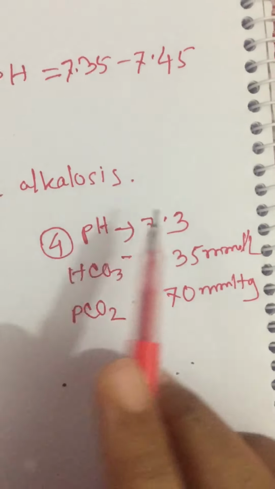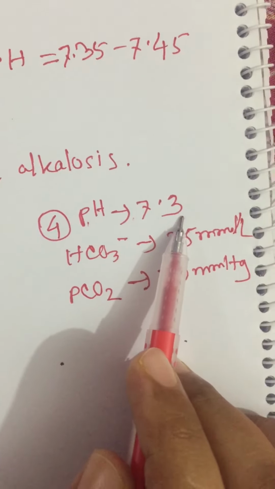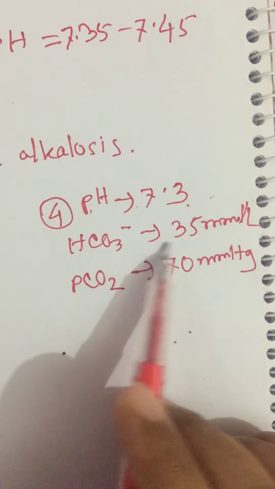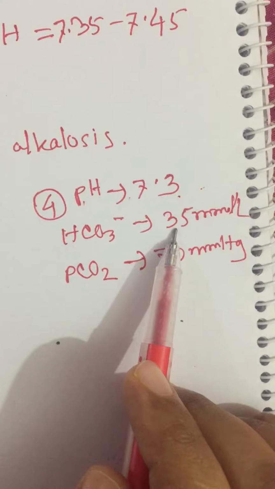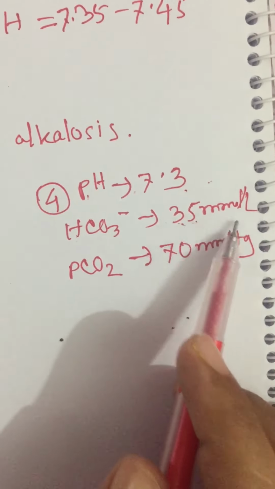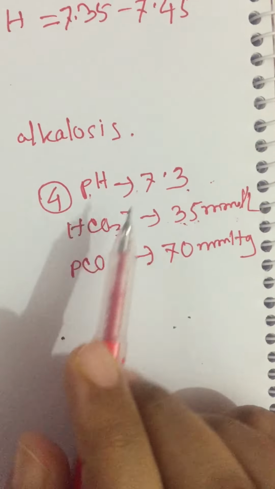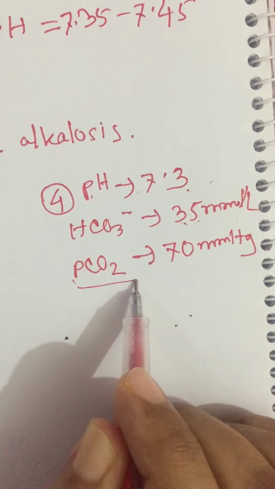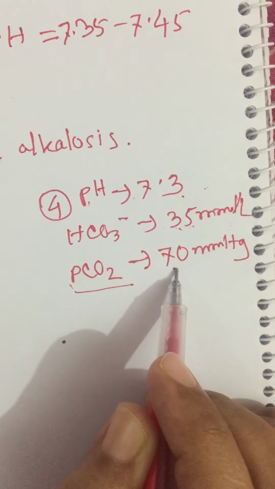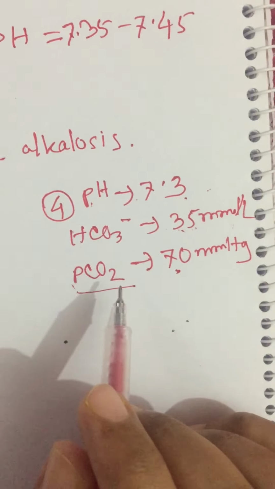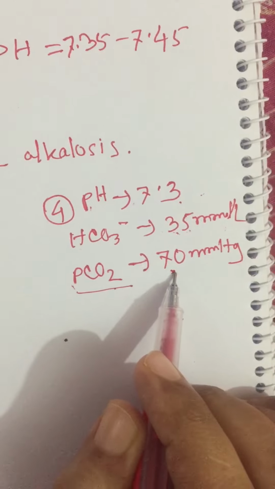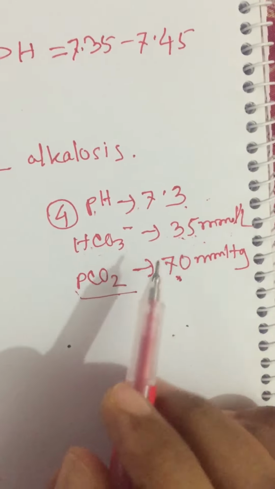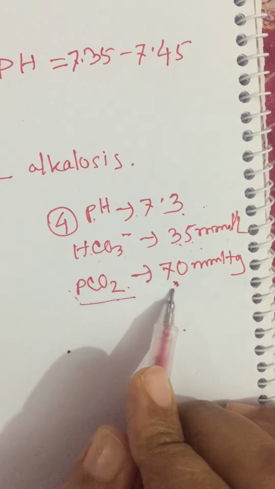And here pH is 7.3, which is acidosis. But bicarbonate level is more than 24, here 35 millimole per liter. This cannot describe this condition. So we will look at the partial pressure of carbon dioxide. Yes, it is raised. That means it is actually respiratory acidosis. And bicarbonate level has raised to compensate this. So compensated respiratory acidosis.